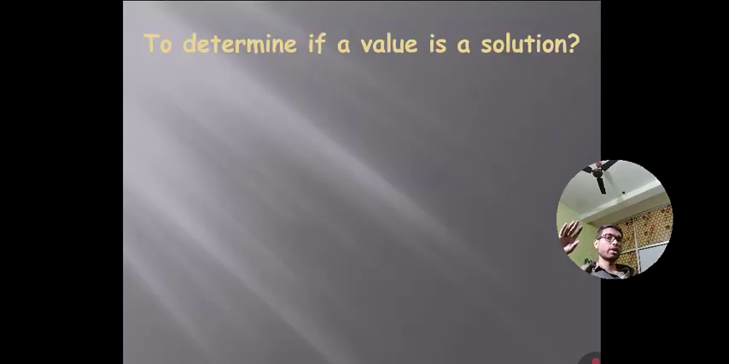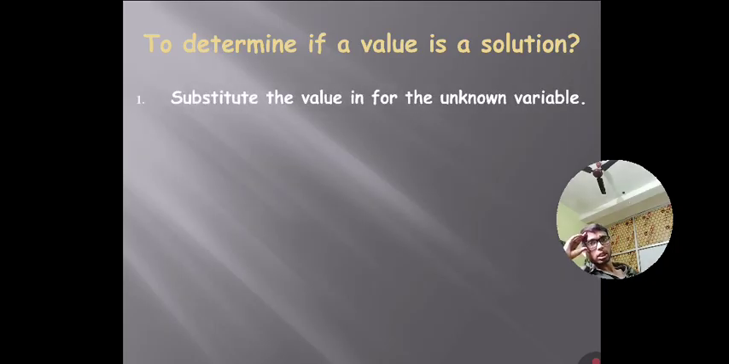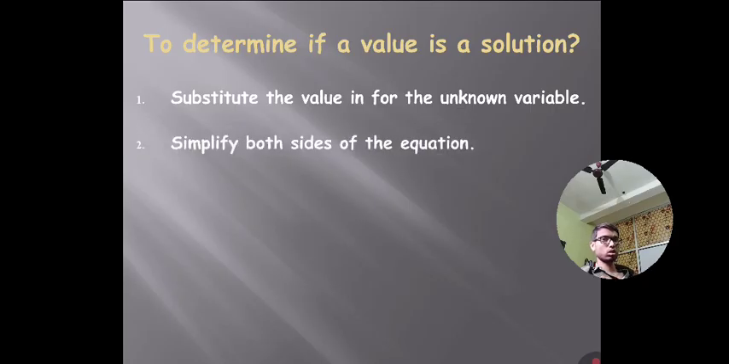To determine if a value is a solution, substitute the value in for the unknown variable. We just put the value in place of the x variable, and then we will get a solution. Simplify both sides of the equation. After solving this, you will get the exact value of x.